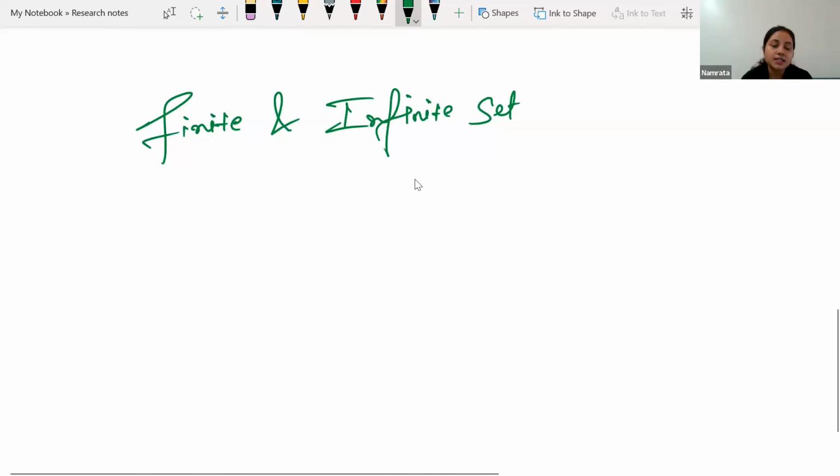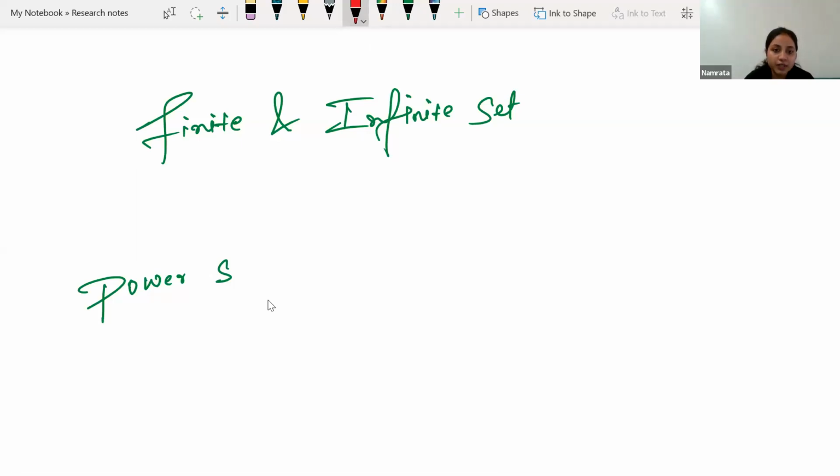Now let's move to the next concept. The next concept here is the power set. Before that, you need to know the concept related to subsets. We will come to the power set, but before that, let's see what exactly a subset of any set is.